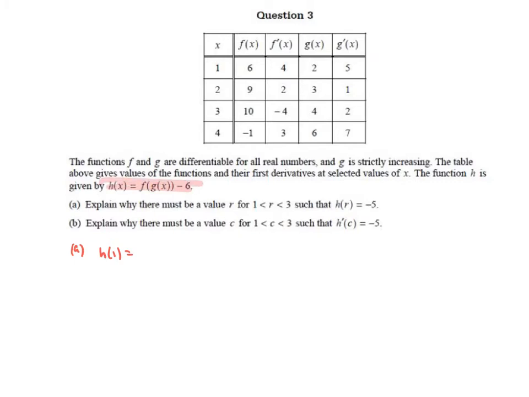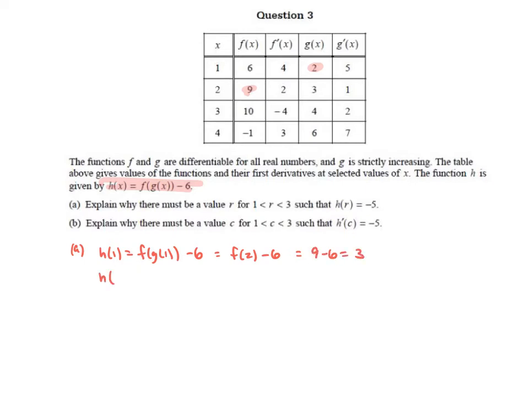So we have h of 1 equal to f of g of 1 minus 6. And we've got to go up to the table. So we're going to take a look at g of 1, which is 2. So we have f of 2 minus 6. And f of 2 is 9. So 9 minus 6, and we get 3. So h of 1 is 3.